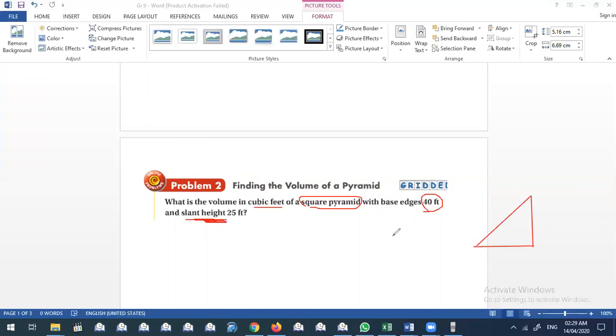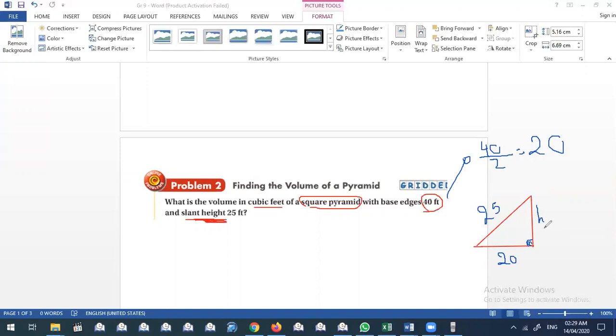The slant height is always the hypotenuse. So our hypotenuse here is 25, because it's the slant height and this angle is right. Now, what about this edge? This is the edge of the base. You have to divide it by 2 and put here 20, because 40 divided by 2 is 20, always divided by 2. Now we need to find this height.